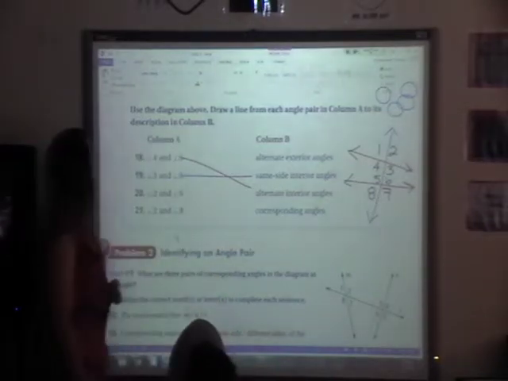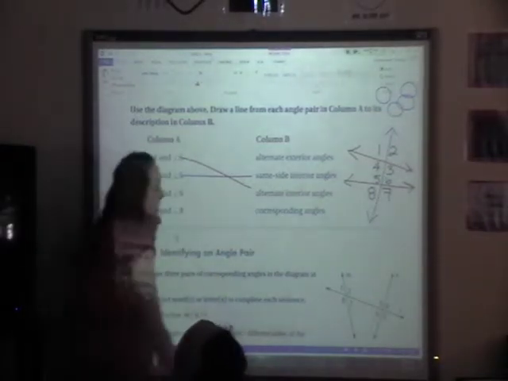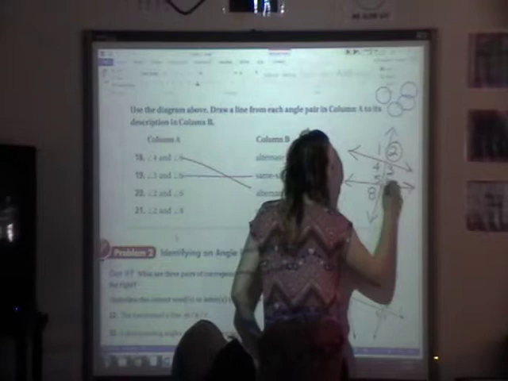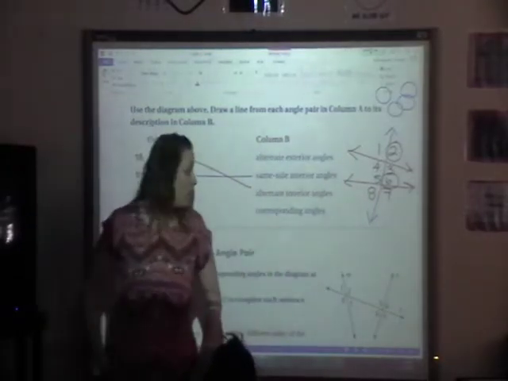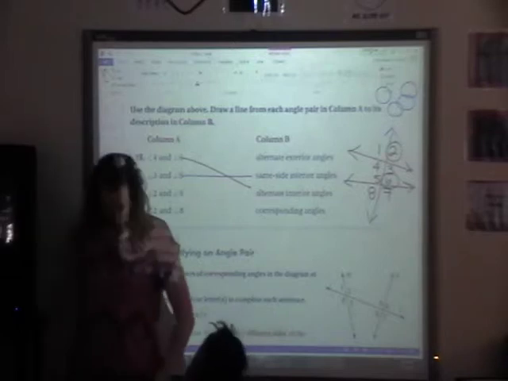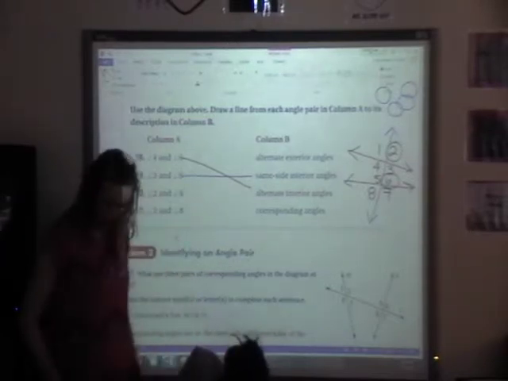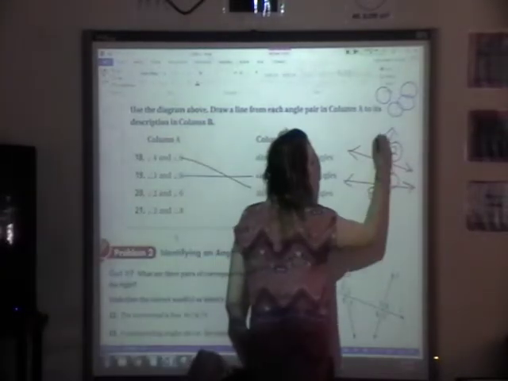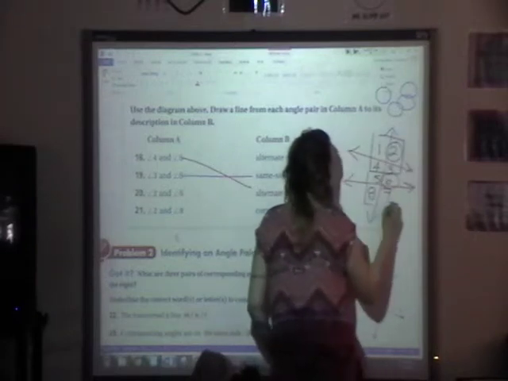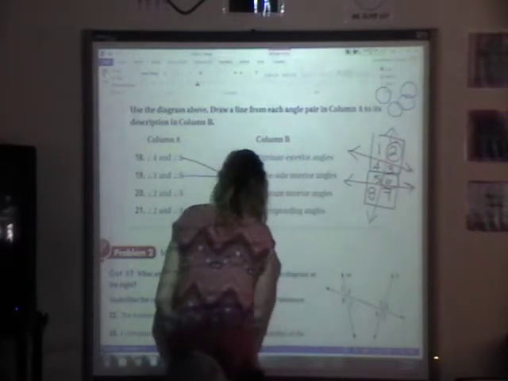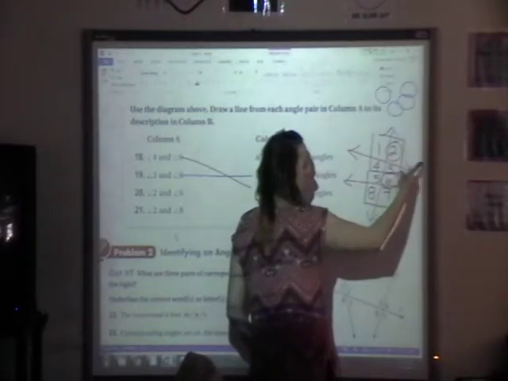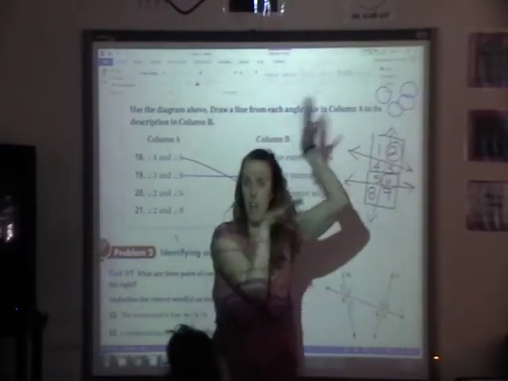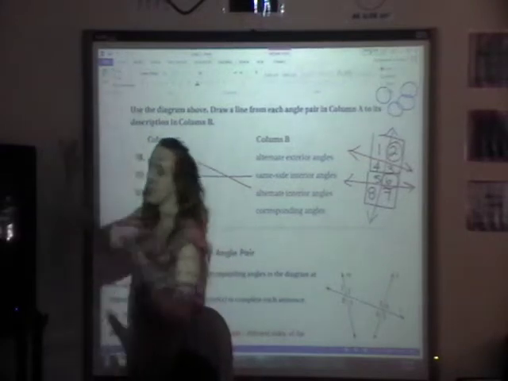2 and 6. Corresponding? Why corresponding? Because they're not in the same side. If you make a box, so I'm going to make a box. Angle 2 is in my top right, and angle 6 is my top right. They're in the same position.